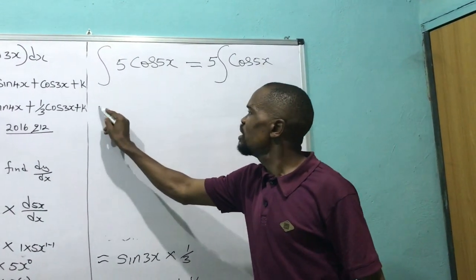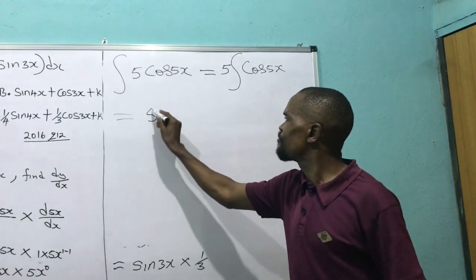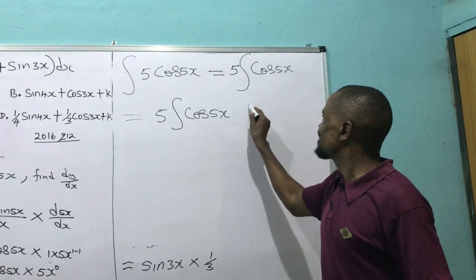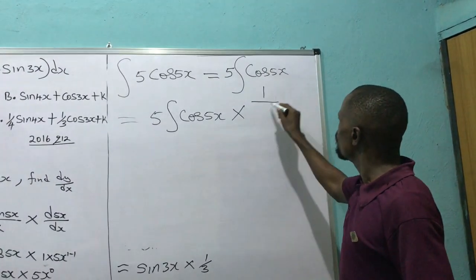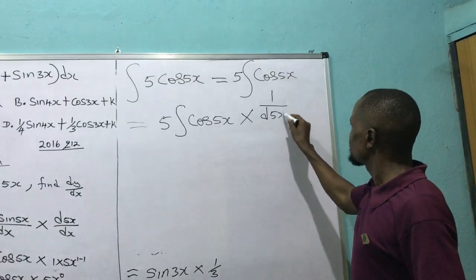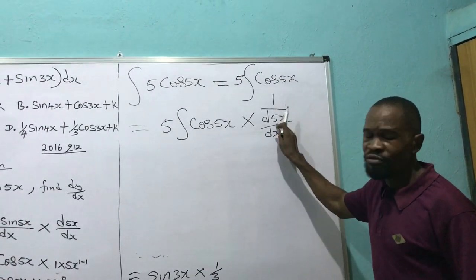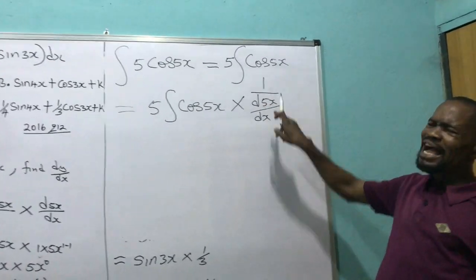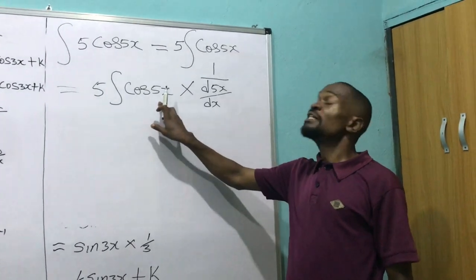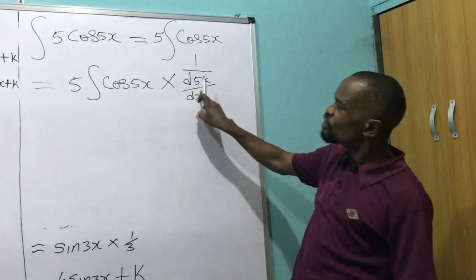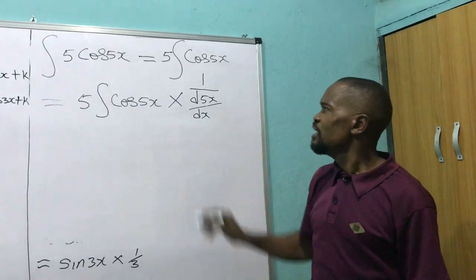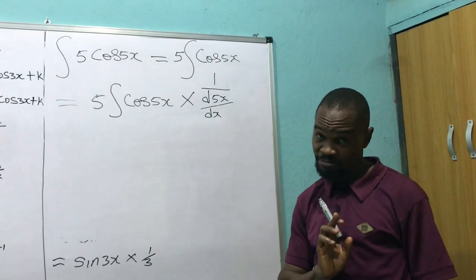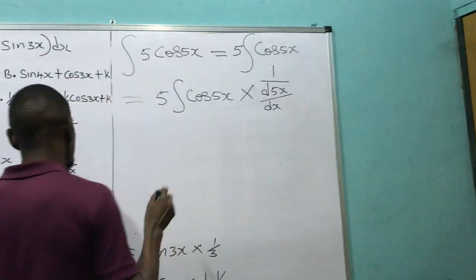So this now will give me 5 integral of cos 5x times 1 over d 5x over dx. I'm going to differentiate the angle. I integrate cos 5x times 1 over the differentiation of the angle. What's the angle? 5x. Then that must be 1 over the differentiation of the angle. You remember? Good.